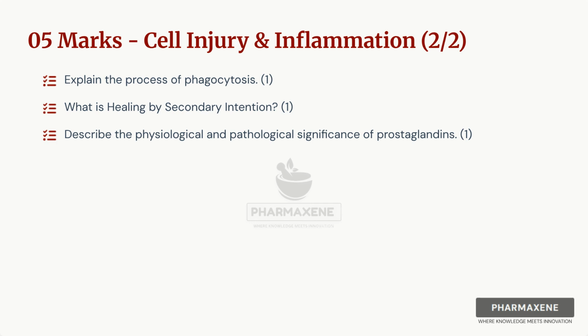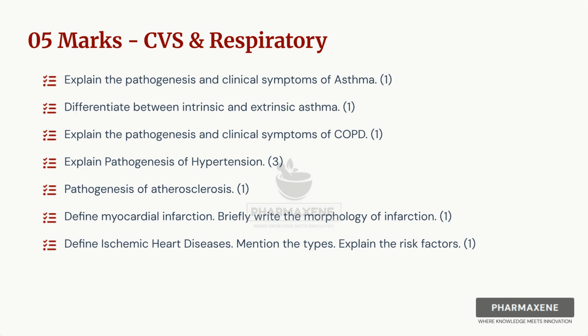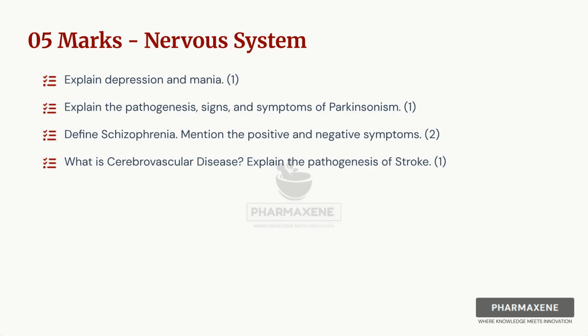significance of prostaglandins. In CVS and respiratory, 5-mark questions involve asthma pathogenesis, differentiating intrinsic and extrinsic asthma, COPD, hypertension, atherosclerosis, myocardial infarction morphology, and ischemic heart disease risk factors. For the nervous system, 5-mark questions typically address depression and mania, Parkinsonism, pathogenesis, schizophrenia, and cerebrovascular disease, including stroke pathogenesis.